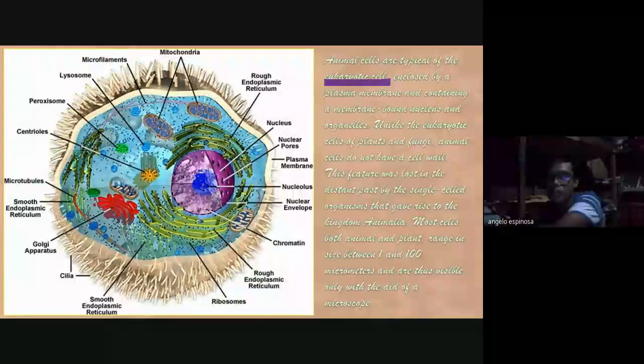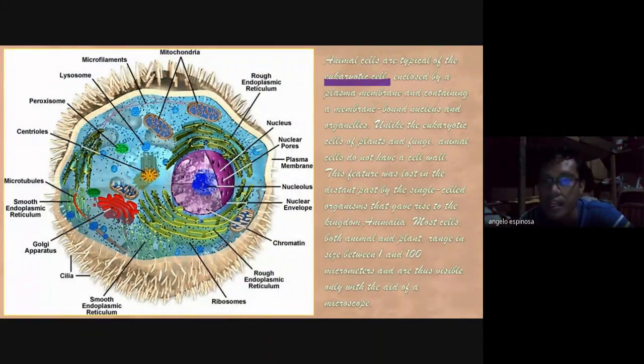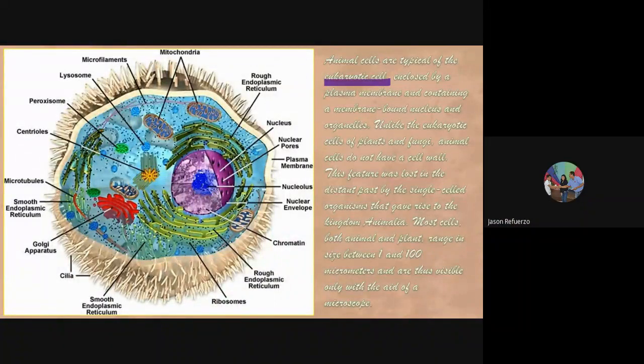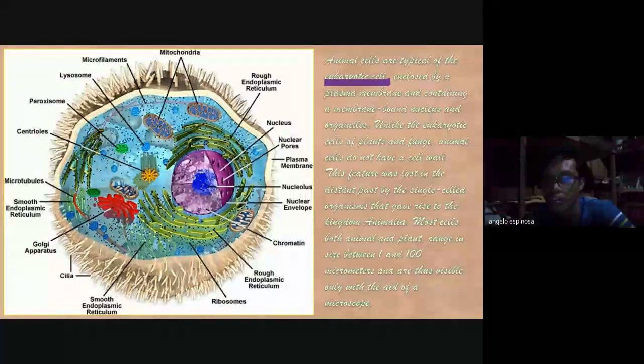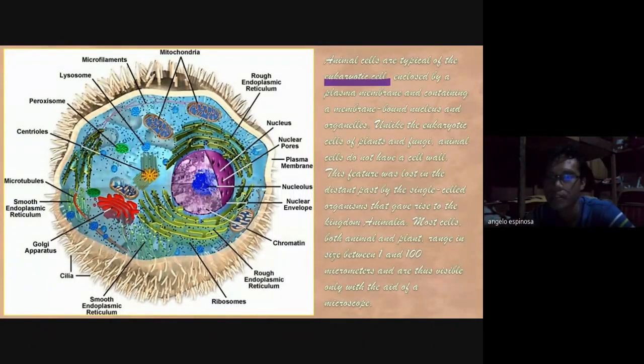So ano ibig sabihin ng prokaryote? Pag sabi mong prokaryote, they are single-celled. So ano example ng prokaryotes? Example ng prokaryotes, we have bacteria, we have archaea, E. coli. Pag eukaryotes naman, we have examples like protists, fungi, plants, and animals. So all prokaryotes and eukaryotes cells have, magkaiba.